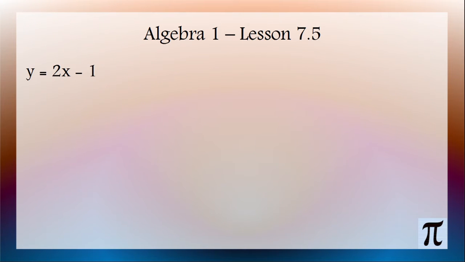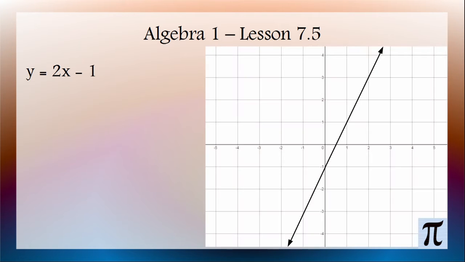Here's a good friend, y equals 2x minus 1. We've seen this equation a number of times. If we wanted to graph all of the ordered pairs that were solutions to this equation, it would look something like this. So any of the ordered pairs that would be a solution to this equation would fall on this line.